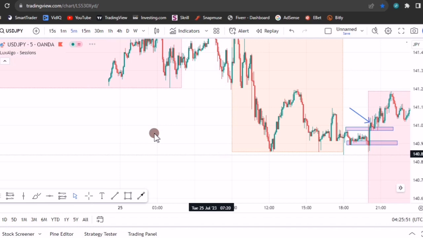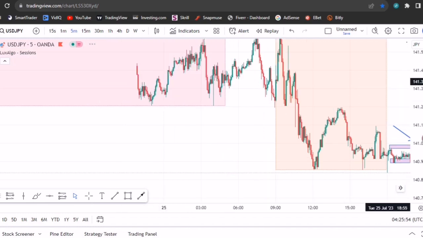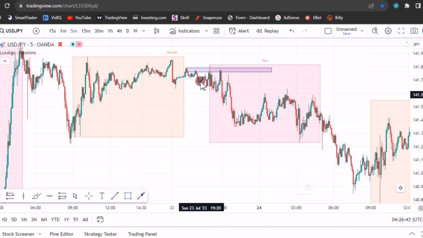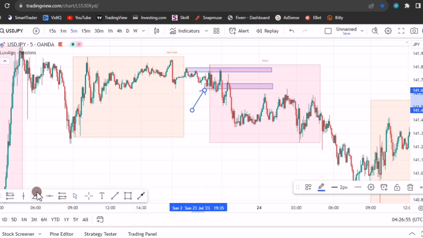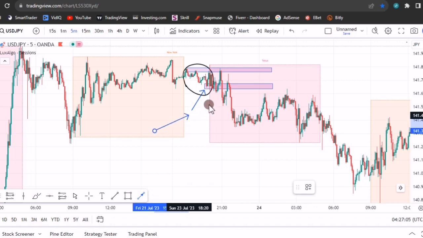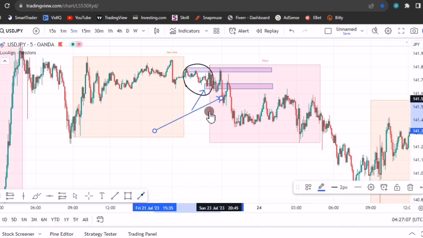Let's check another place. Okay, mark the highest place, and then you mark the lowest place. It was there. Okay, that was the lowest place in this region. Remember, you do your analysis in the region that is between Tokyo and the New York session. So you would have entered your sell trade when price closed below there.